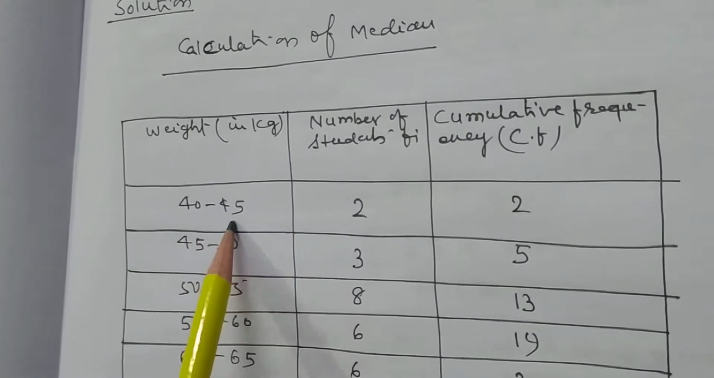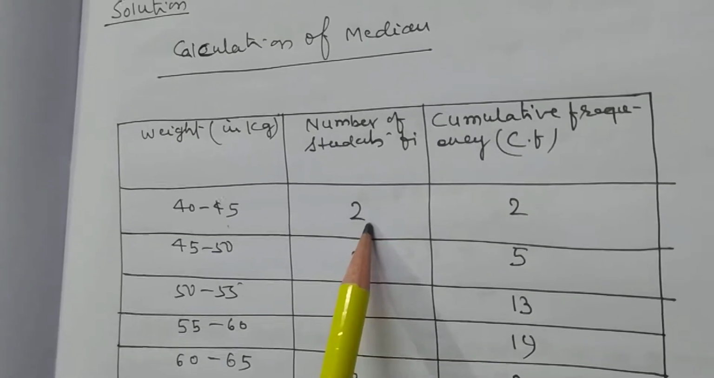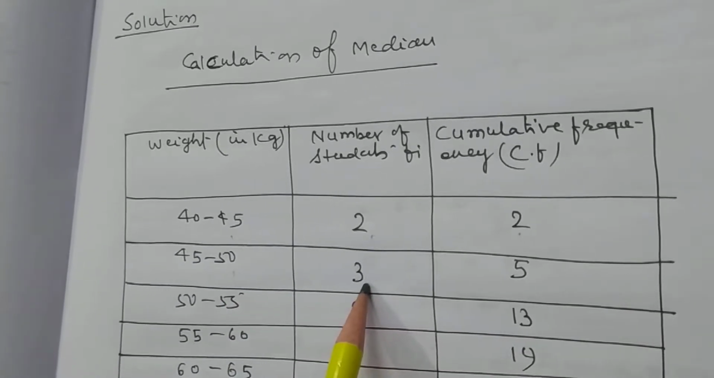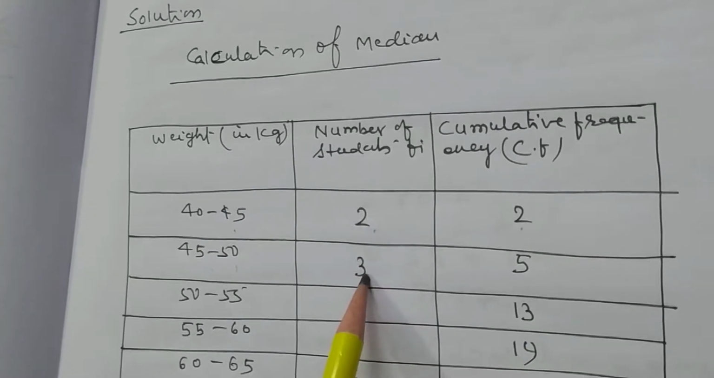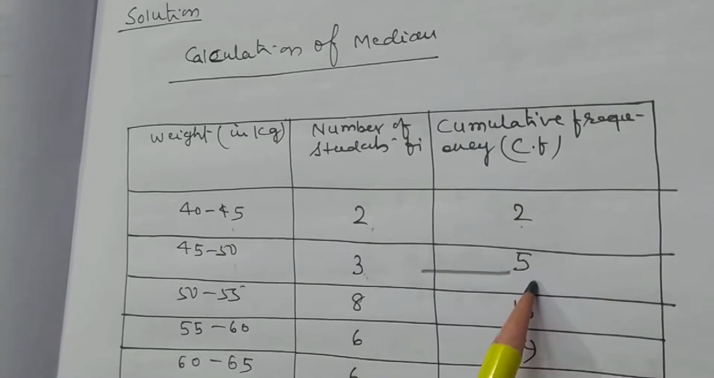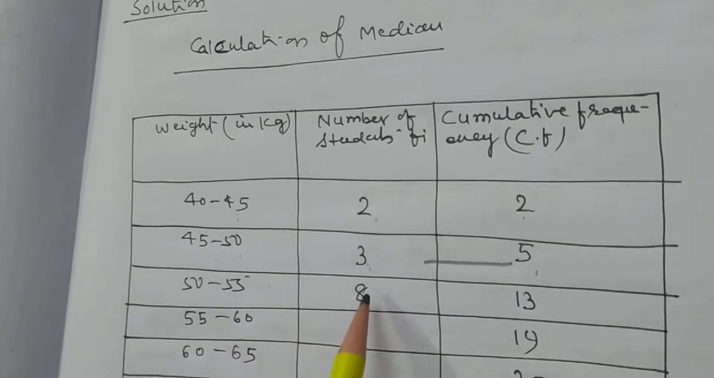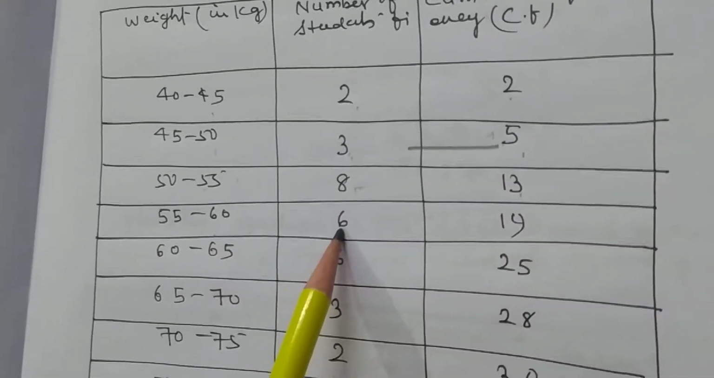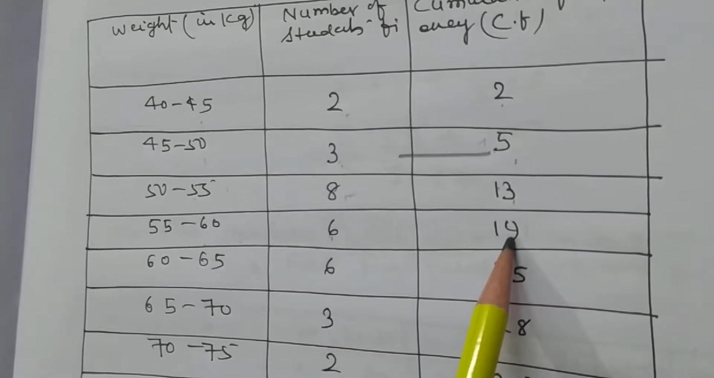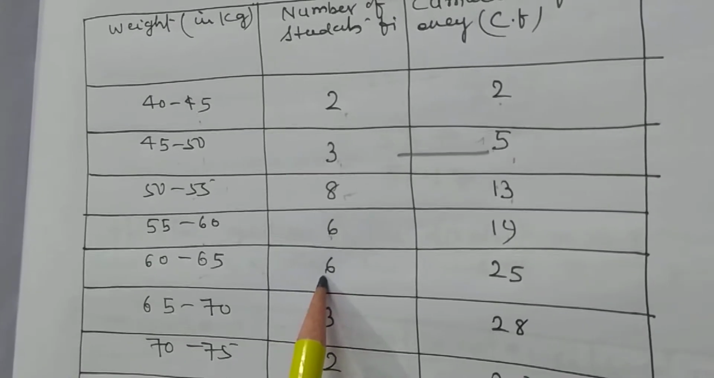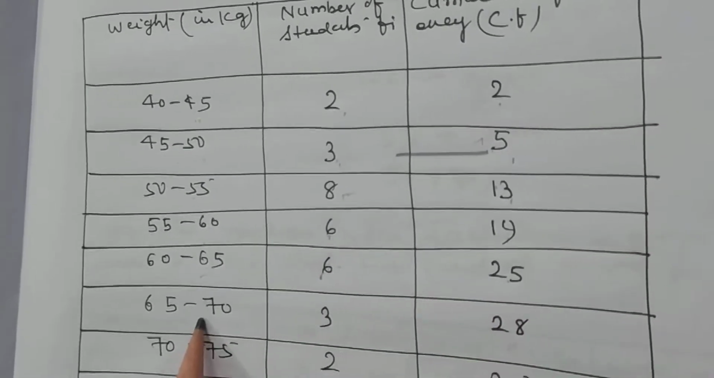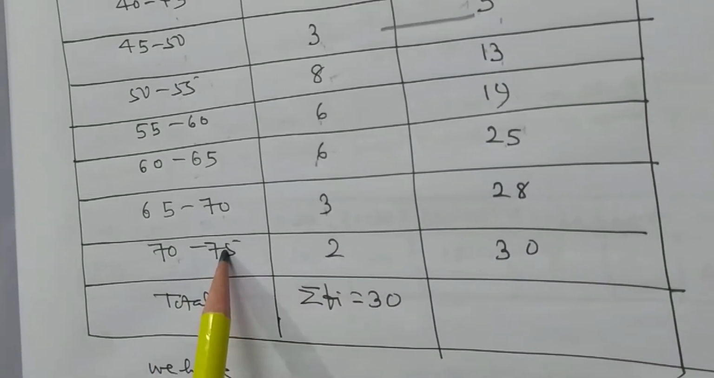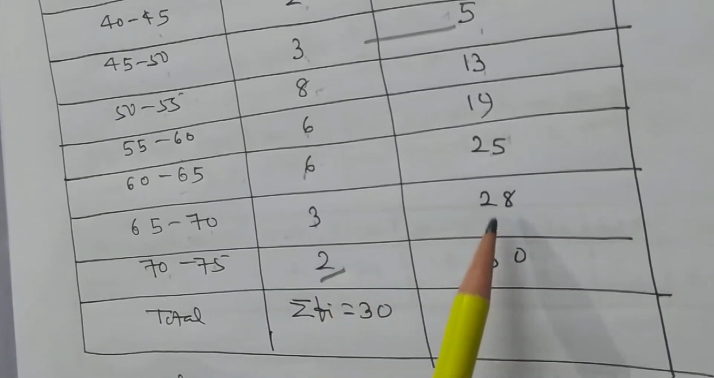We make a table. 40 to 45, number of students Fi 2, and cumulative frequency is 2. 45 to 50, frequency is 3, and we add the frequency of first class interval and second class interval and write it under the column of cumulative frequency, 5. 50 to 55, number of students 8, 8 plus 5 is 13. 55 to 60, number of students 6, 6 plus 13 is 19. 60 to 65, number of students 6, 6 plus 19 is 25. 65 to 70, number of students 3, 25 plus 3 is 28. 70 to 75, number of students 2, 2 plus 28 is 30.